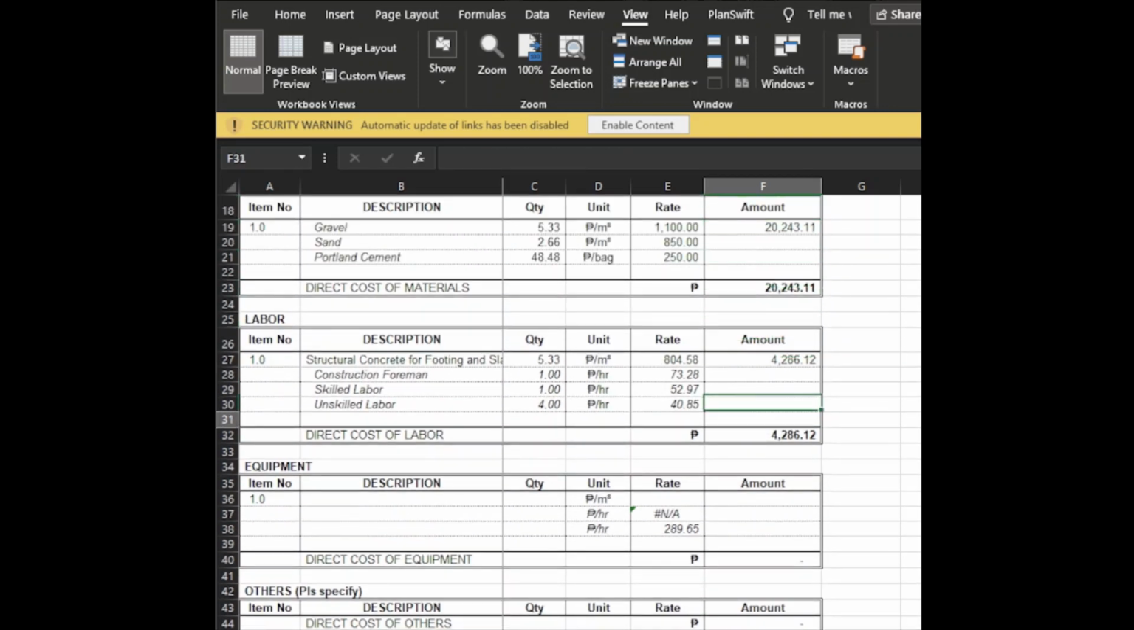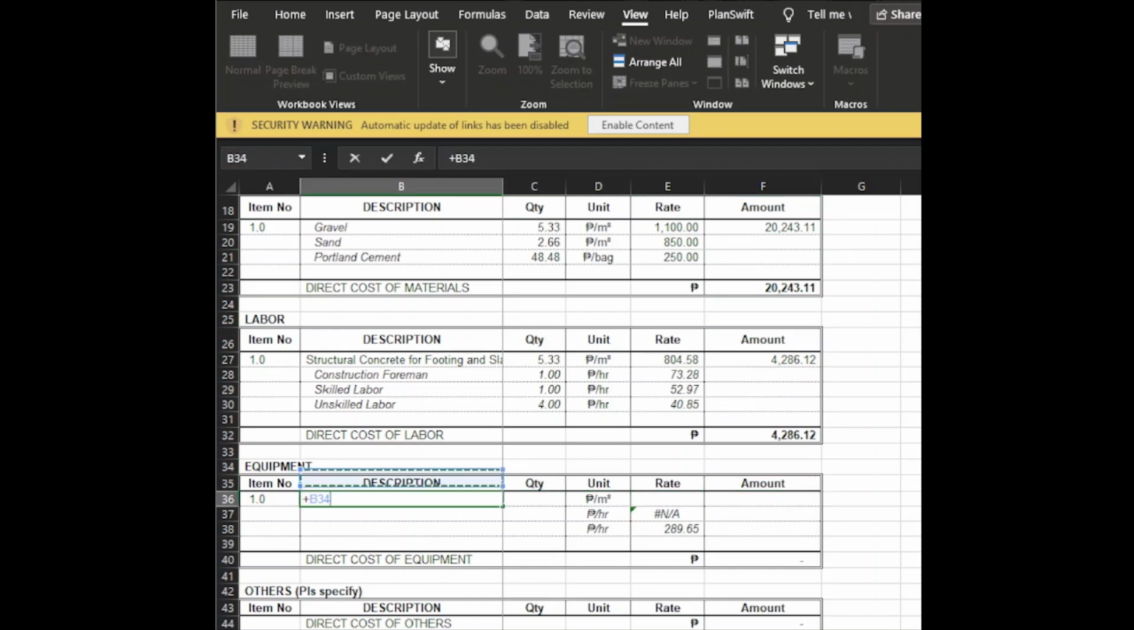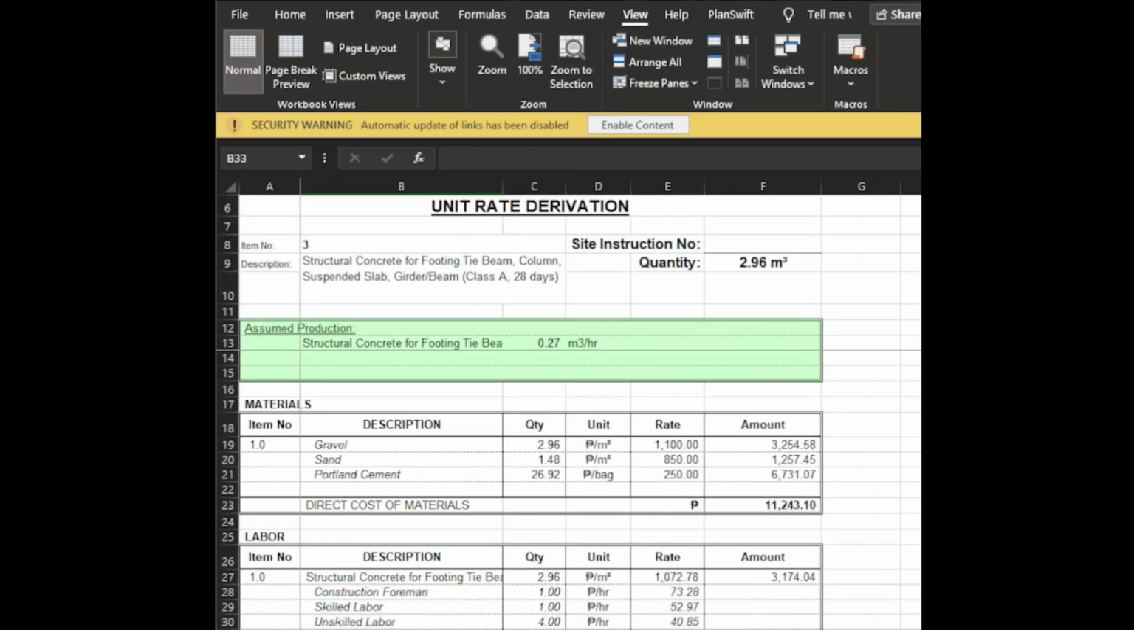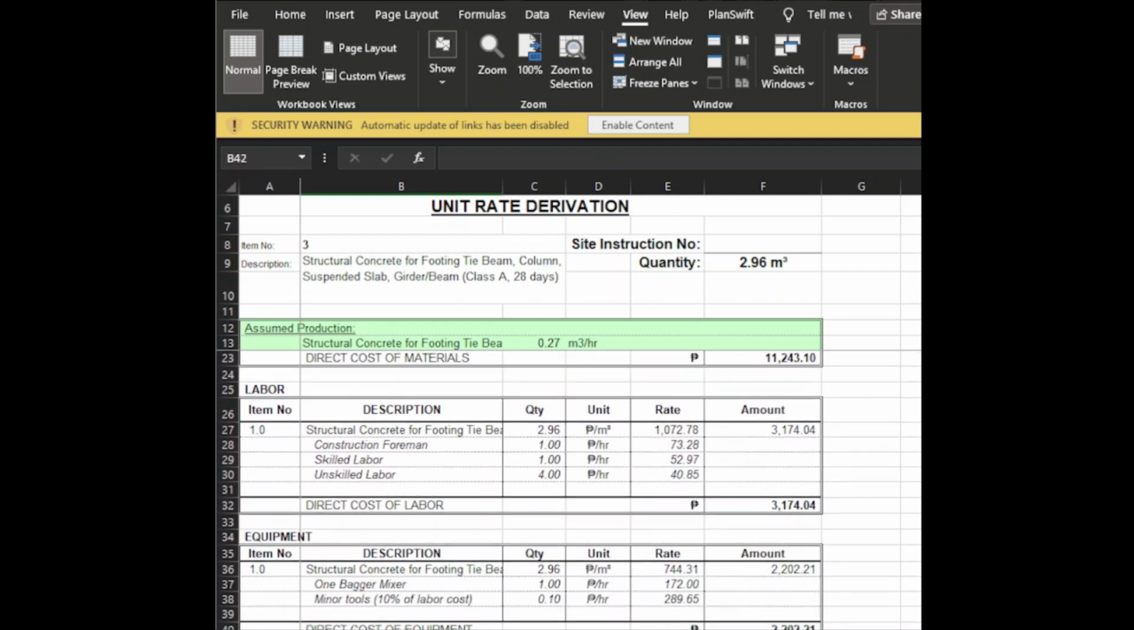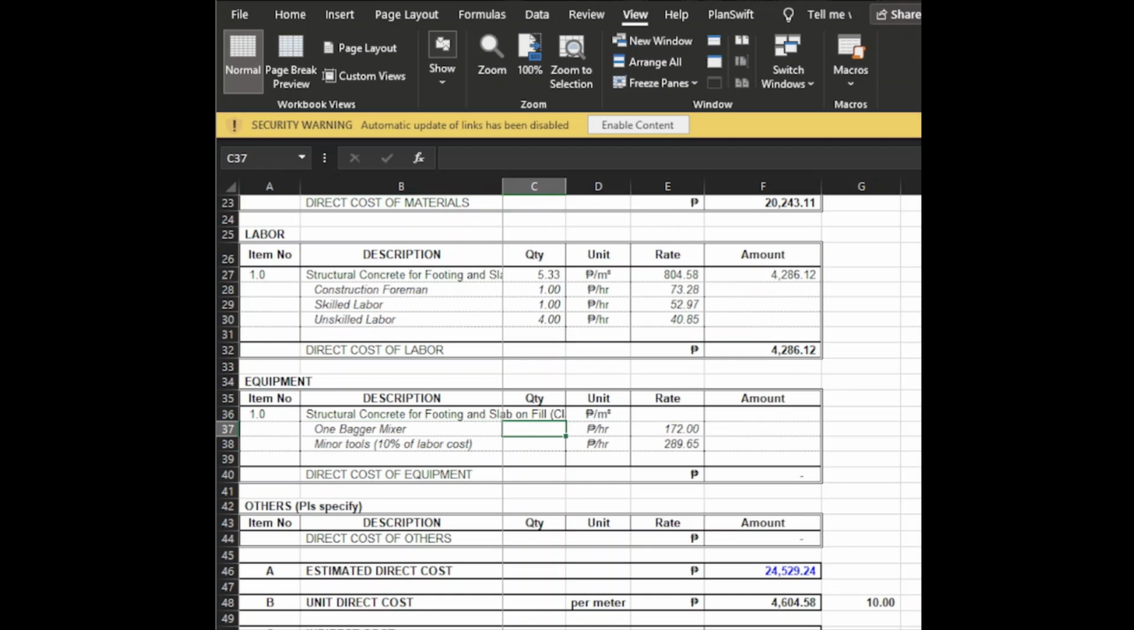And the next one is our equipment, the same as we are using before. The previous one, we were using one bagger mixer and minor tools of 10%. So we'll just copy it here, then 1 bagger mixer and 10%.